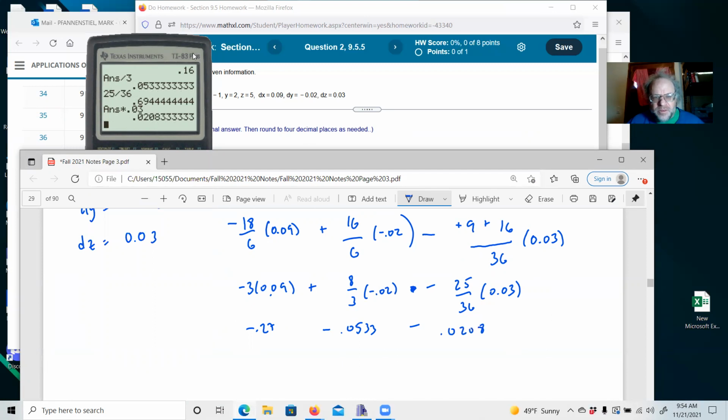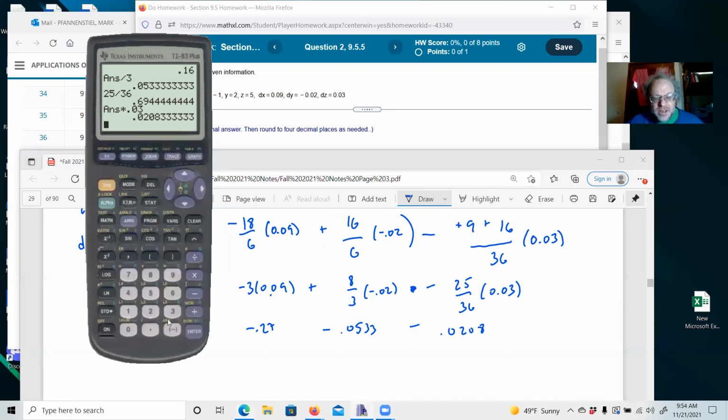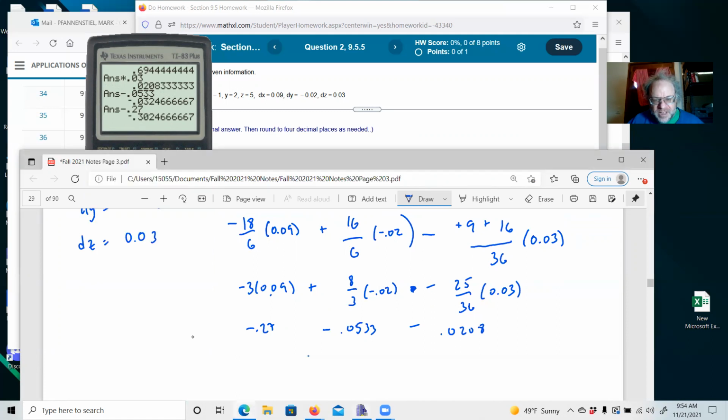And then we're just going to add all of these pieces up. So we have this one minus 0.0533, 0.0533, okay, just do it one time, and then minus 0.27. Done. And our total derivative is negative 0.302.